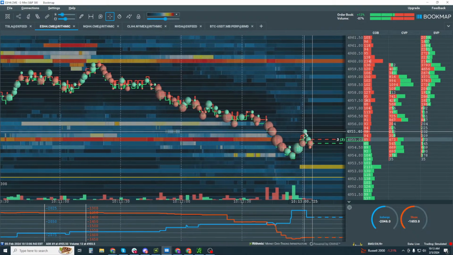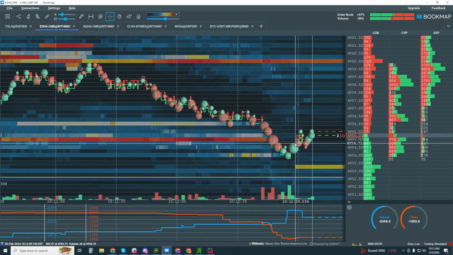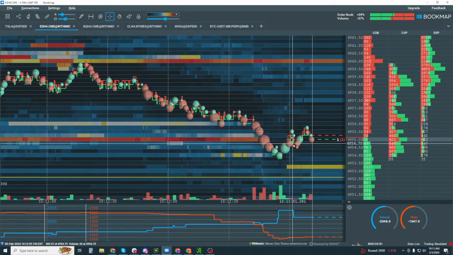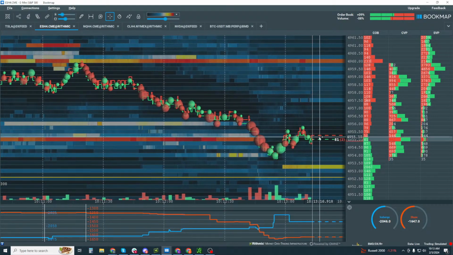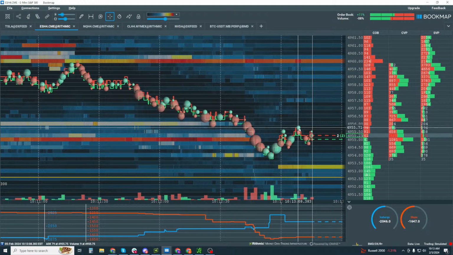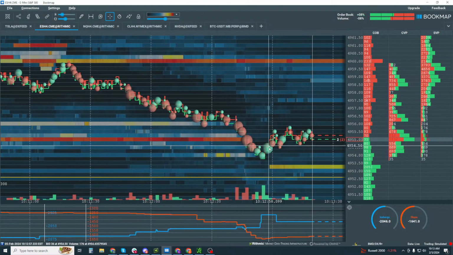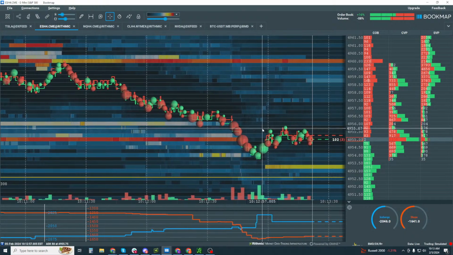Okay, a bit of a pullback. Look at the pullback, guys. You might want to take some off actually after that move. Just some. Here's why. Look at the pullback in here. It's not so low volume. There's some buy volume in here. So there's risk, right?